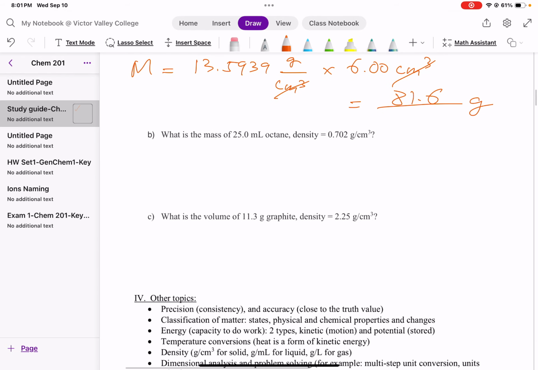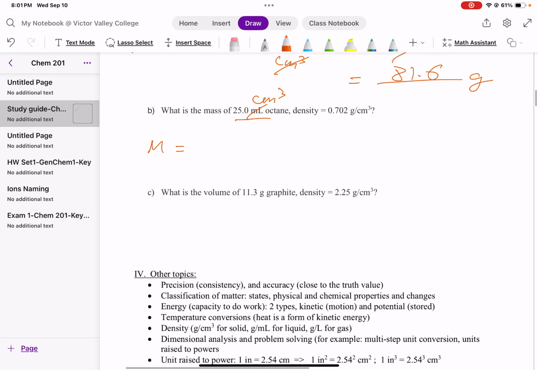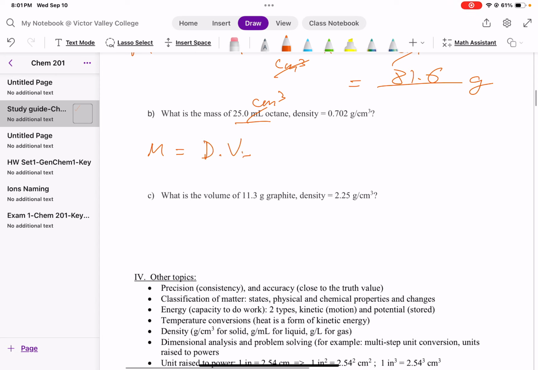What is the mass of 25 mL? Remember, mL is the same as cubic centimeters. So mass is D times V, or V times D, doesn't matter. Density is 0.703 gram per cubic centimeter times 25. Cubic centimeter cancels out. You multiply together. You should have, sorry, 17.6 gram.